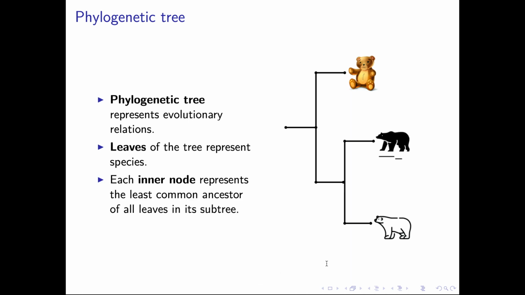Each inner node of the tree represents the least common ancestor of all the leaves within its subtree. So, for example, here, the black bear and the white bear share a common ancestor, but they do not share it with the teddy bear. Teddy bear is not a descendant of this common ancestor.